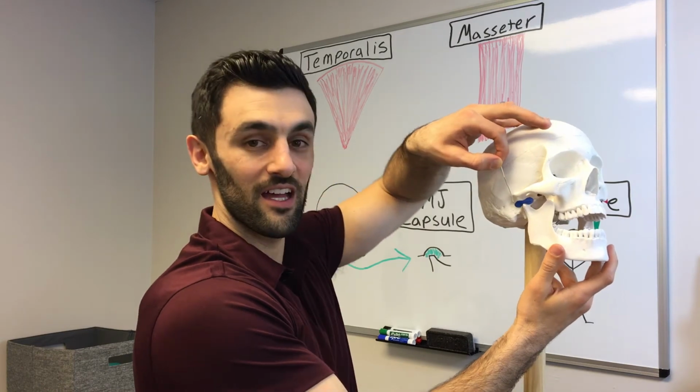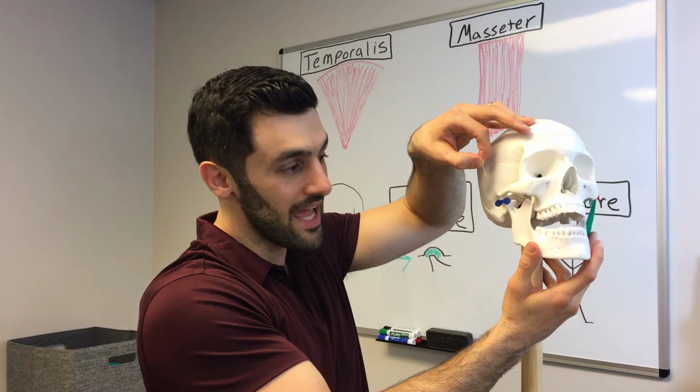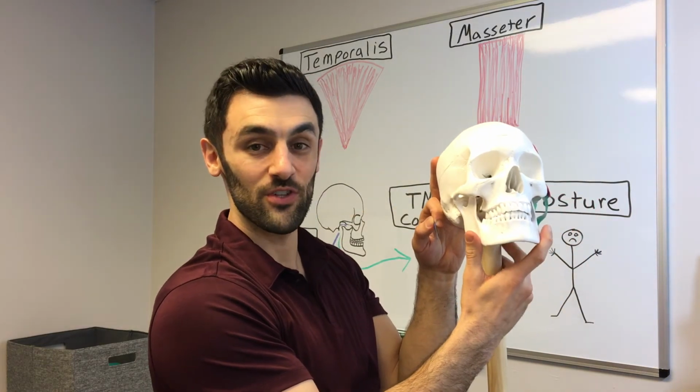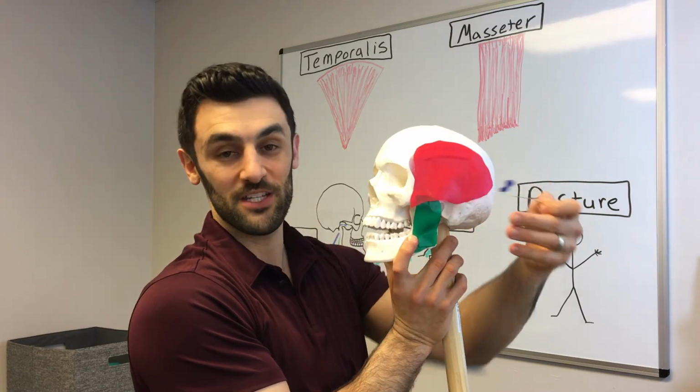But basically, a disc issue is when the disc is not in the proper place. And if that happens, and you can't open your mouth all the way as a result, that's when all of those muscle issues add on top of it, as we discussed before.